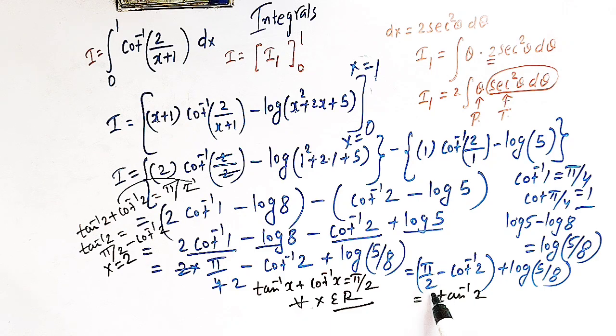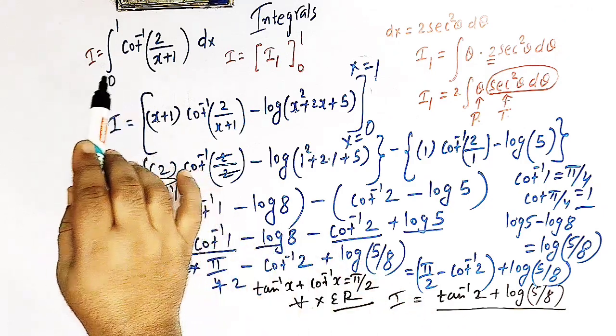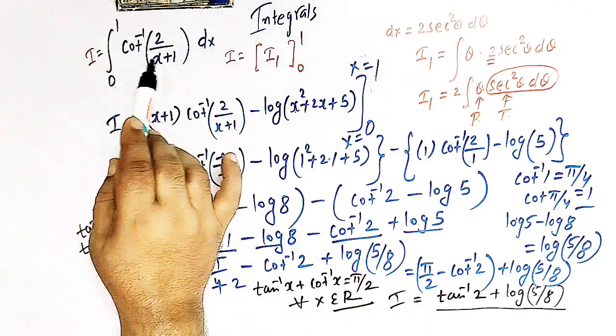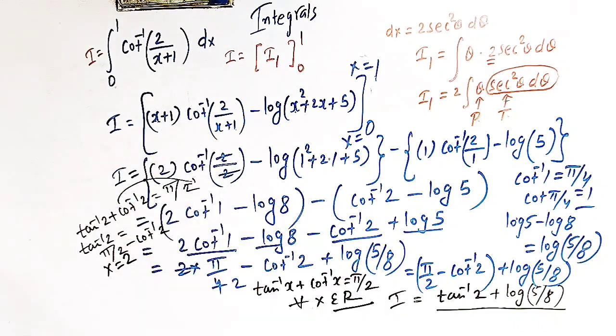So replacing pi by 2 minus cot inverse 2 by tan inverse 2, and here we have log of 5 over 8, right? So this is the value of this integral I, that is 0 to 1 cot inverse 2 over x plus 1 dx, and the value of this integral is given by tan inverse 2 plus log 5 over 8. So this is how we can evaluate the indefinite integral and the definite integral.